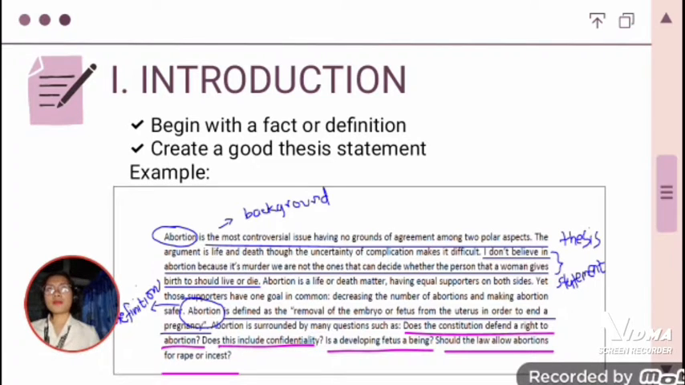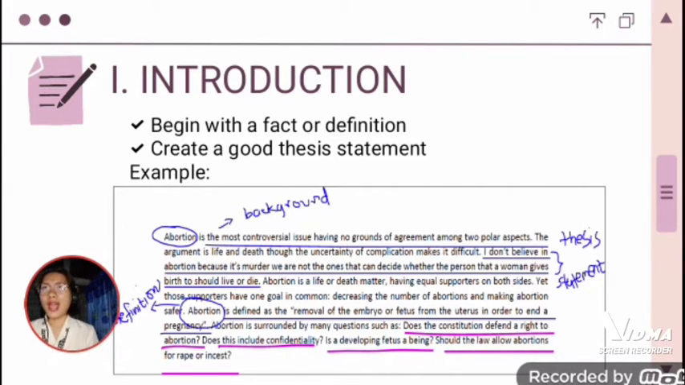Giving or providing some questions in your introduction will also guide you to know the focal point of your composition. So if you're going to include a series of questions in the introduction, make sure that those questions will be answered in the body part of your writing composition.